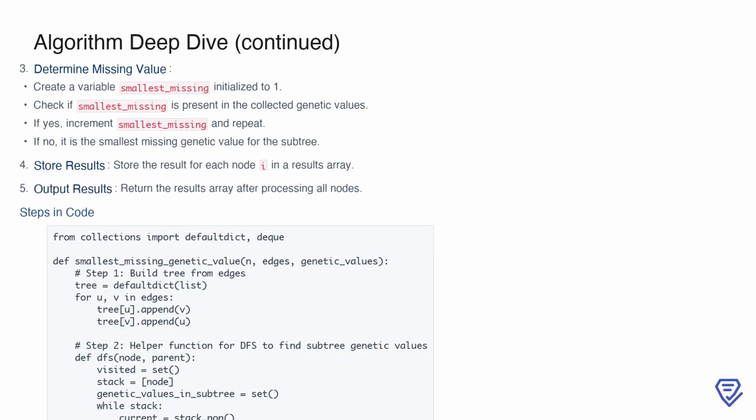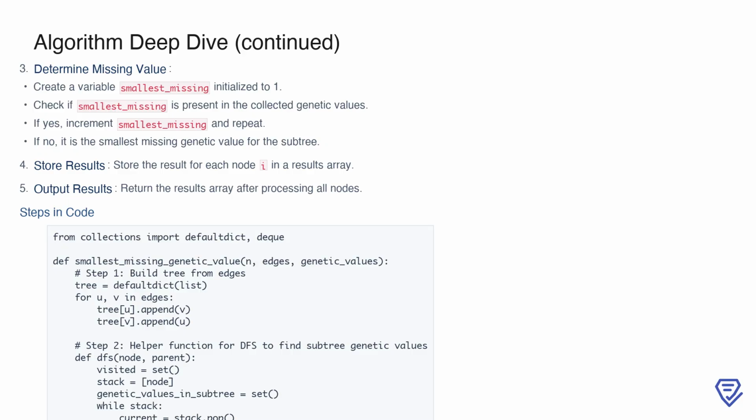Once the tree is represented as an adjacency list, the next step is to traverse the subtree of each node. For this, we can use either depth-first search, DFS, or breadth-first search, BFS. The goal is to visit all nodes in the subtree, ensuring each node is only visited once by using a set to track visited nodes. As we traverse, we collect the genetic values of the visited nodes into another set. After this, we determine the smallest missing genetic value by starting with 1 and checking if it's in the collected values.